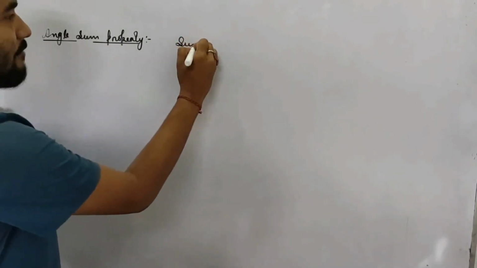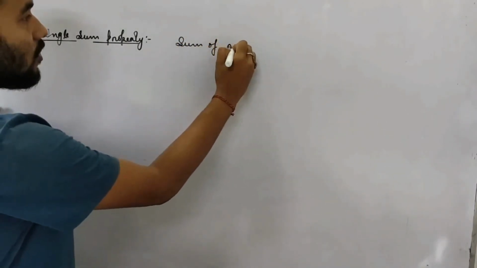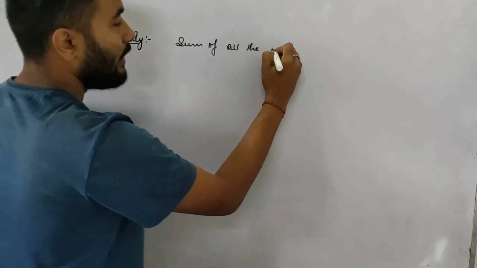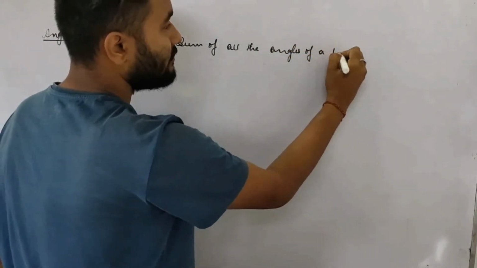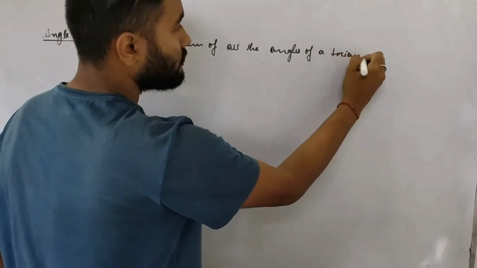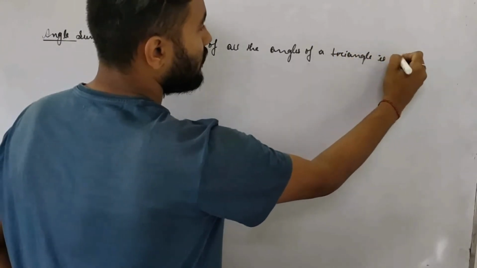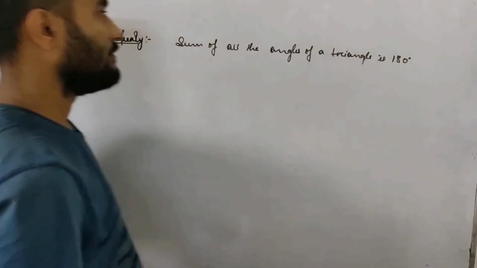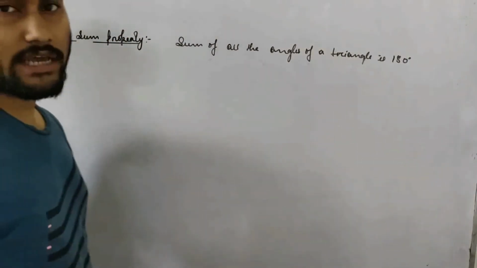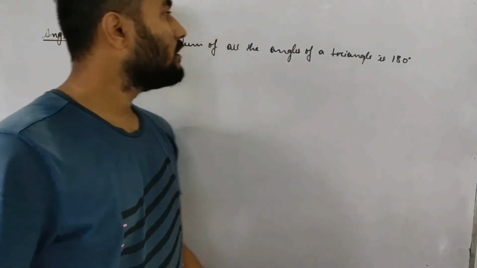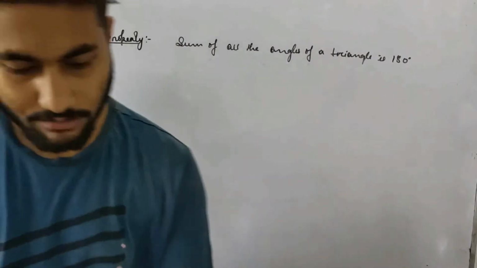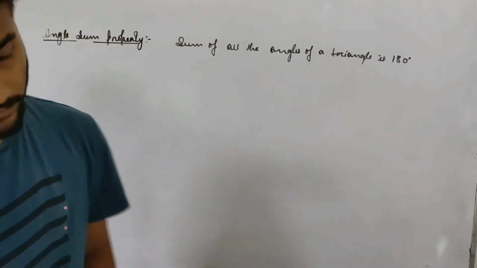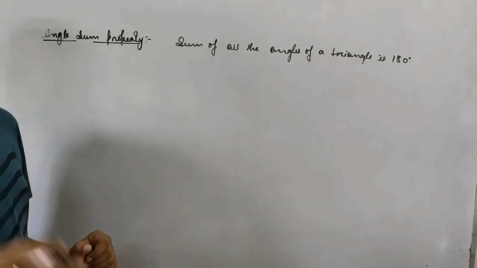Angle sum property. The sum of all the angles of a triangle is what? 180 degrees. This we have already used in our second exercise, in question number 5, isn't it? This is the first property. Now see the second property.